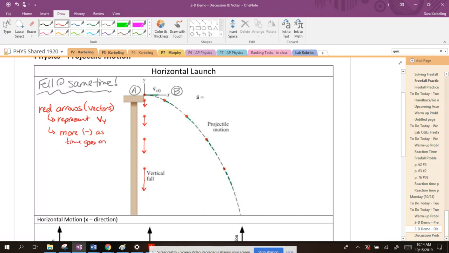It gets more negative as time goes on because it starts with A. There's something in the Y direction. There's an acceleration. Do you see this little A right over here? Yes, it's there so we can write it down. The acceleration we know is only in the Y direction, in the negative Y direction, and is equal to negative 9.8 meters per second squared.